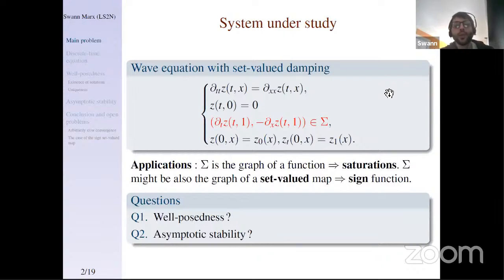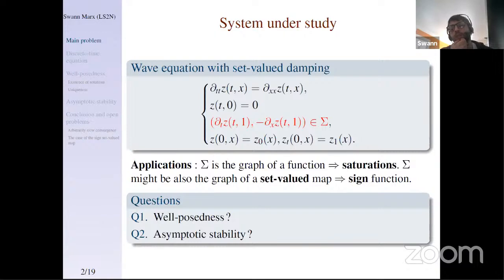So here is the system that we will focus on. So this is a kind of classical wave equation, except that at the boundary, we have some inclusion of the time derivative of z evaluated at t at x equal to 1 and the space derivative of z evaluated at x is equal to 1. So this is a strange equation, but if sigma, for instance, is a graph of a function, so you have the space derivative of z, which is related by a function of the time derivative of z, then you have some wave equation with a nonlinear damping.